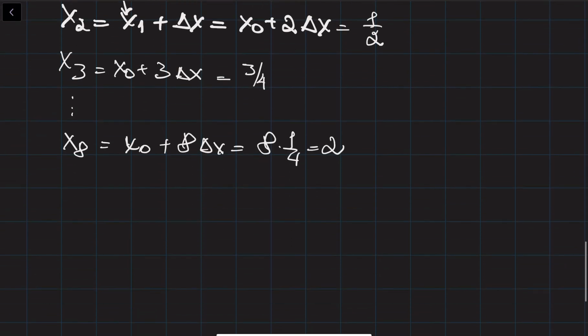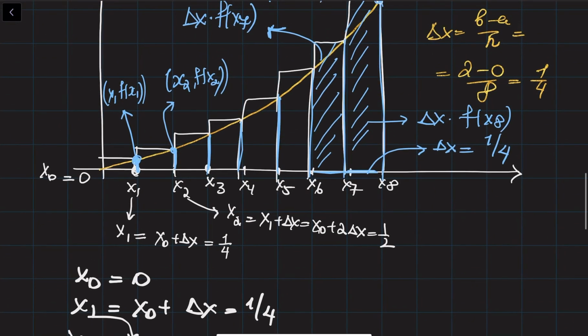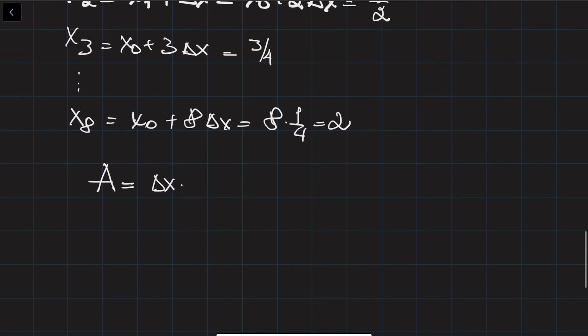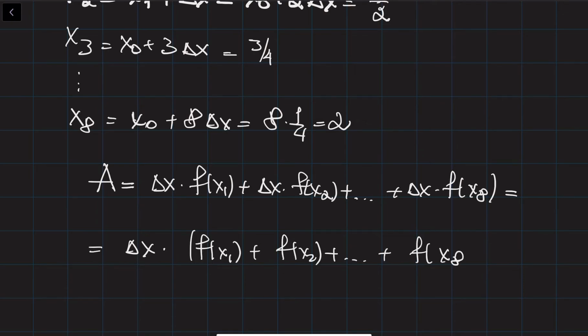So let us make the summation. So the total area is going to be the sum of the areas. What is going to be the area of the first rectangle? Delta x times f of x1, right? So delta x times f of x1, plus delta x times f of x2, which is the second area, and so on, plus delta x times f of x8, which is the last area. So we can take out the delta x from the brackets, and what we have here is f of x1 plus f of x2 plus and so on plus f of x8.